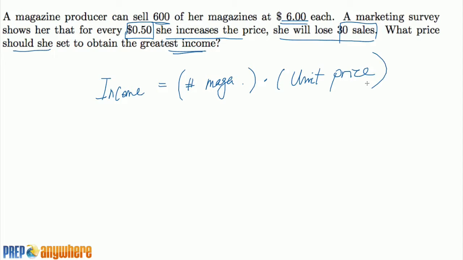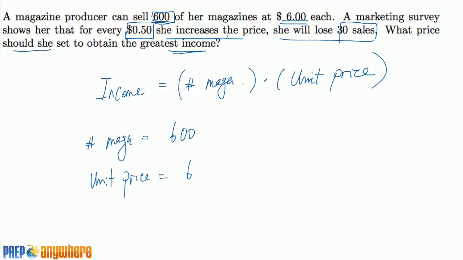Now this question is saying the following. We have to convert this into a quadratic equation. So, number of magazines: initially, she can sell 600 if the unit price is set to be $6.